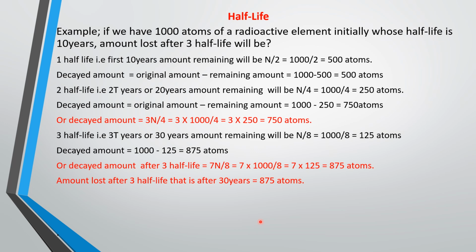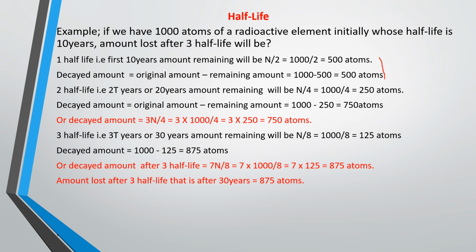Okay, so let me just break it down again for you to see. We have been told that the half-life of the substance is 10 years. So for the first 10 years, the amount of the substance that will remain will be n over 2, which is 1000 over 2, which is equal to 500, isn't it? Now the amount that has decayed will be original amount minus amount remaining, is it not? So that is 1000 minus 500, which is 500 atoms. This is for the first half-life. I have to bring it down this way.